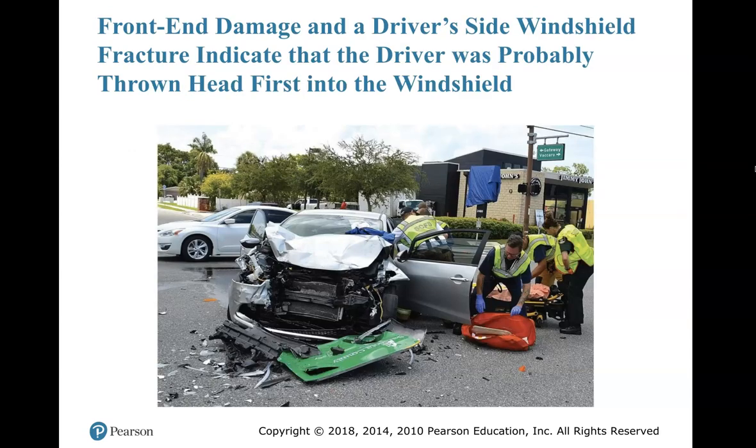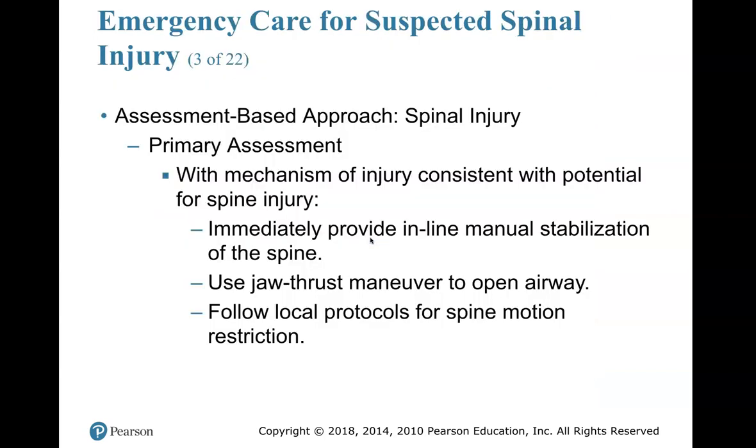Front end damage and a driver's side windshield fracture indicate that the driver was probably thrown head first into the windshield. I can't see the driver's side windshield fracture, but maybe right here. So I would assume that what they're saying is that the driver was thrown into that windshield right here. Compression injury. All right, which mechanism of injury is consistent with potential for spinal injury?